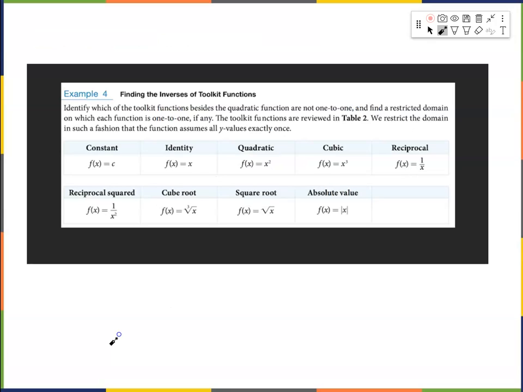Example number 4, finding the inverses of toolkit functions. If you remember all these toolkit functions: constant, identity, quadratic, cubic, reciprocal, reciprocal squared, cube root, square root, and absolute value function, make sure that you know all of these. And we're going to identify which of the toolkit functions besides the quadratic function are not one-to-one, and find the restricted domain on which each function is one-to-one, if any.